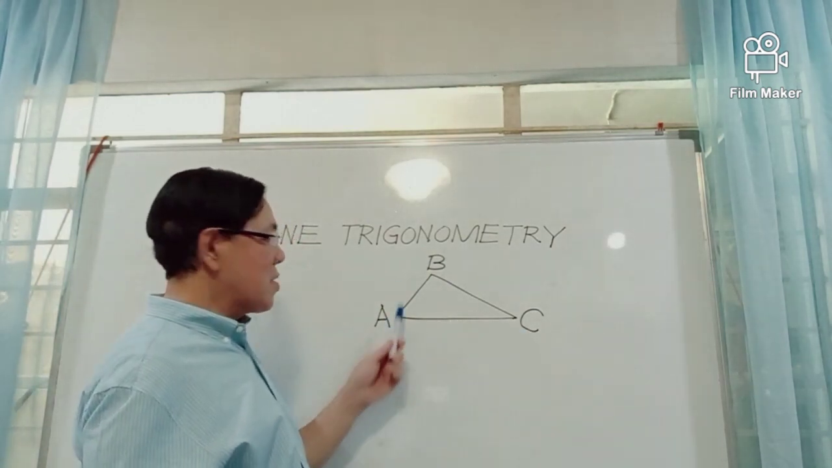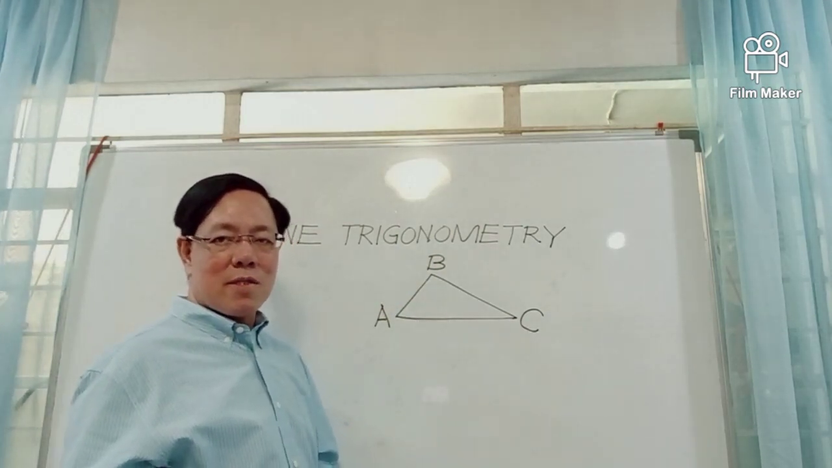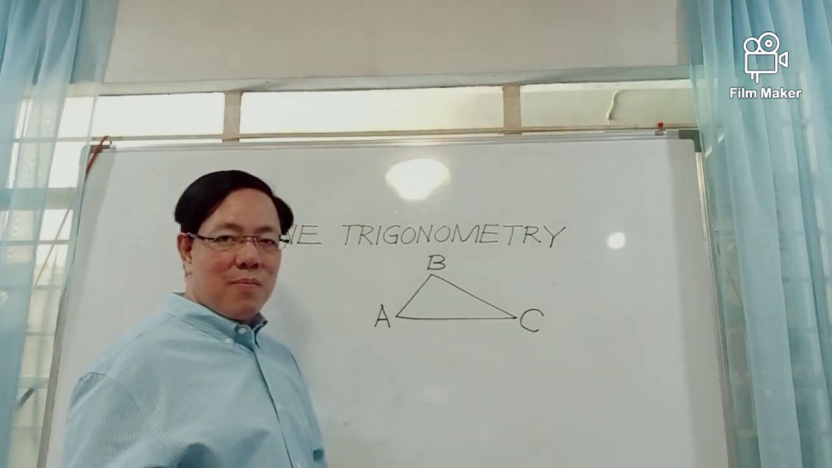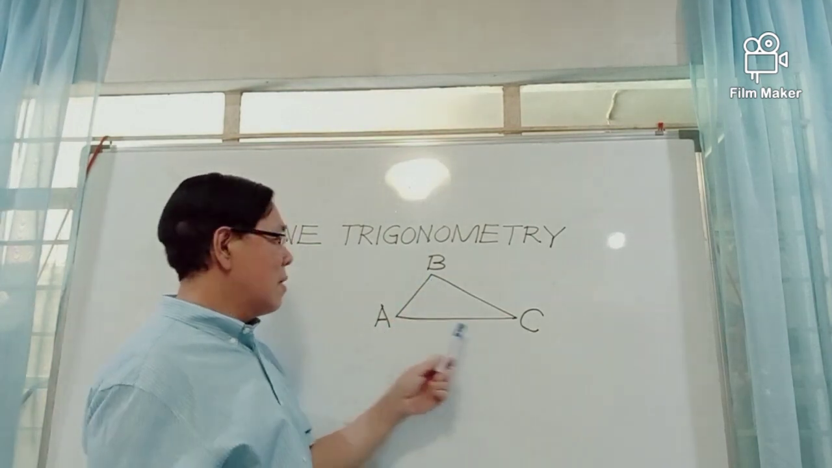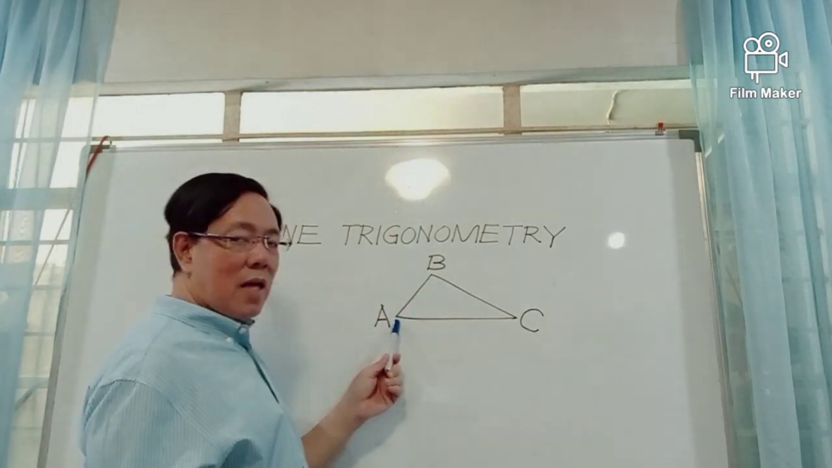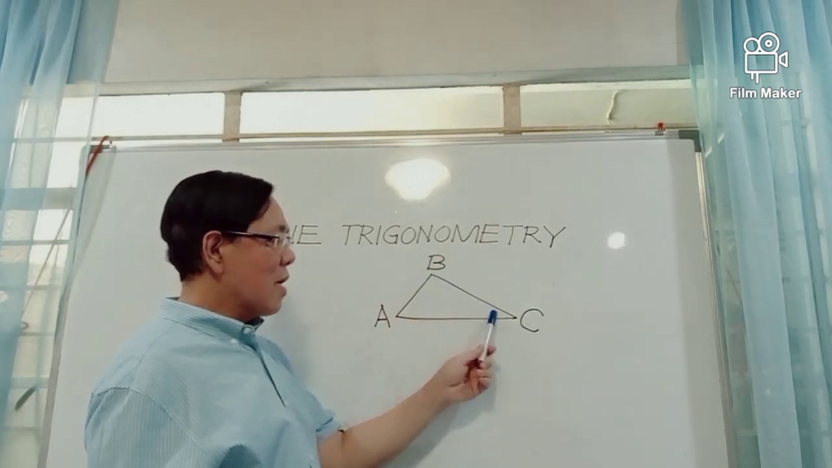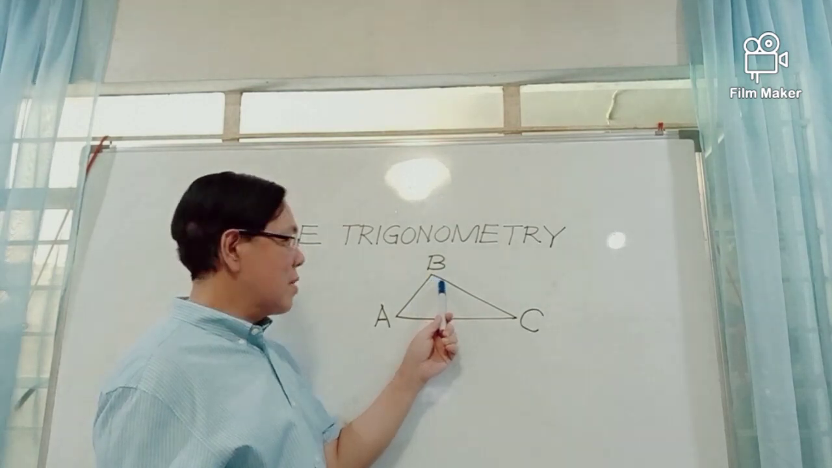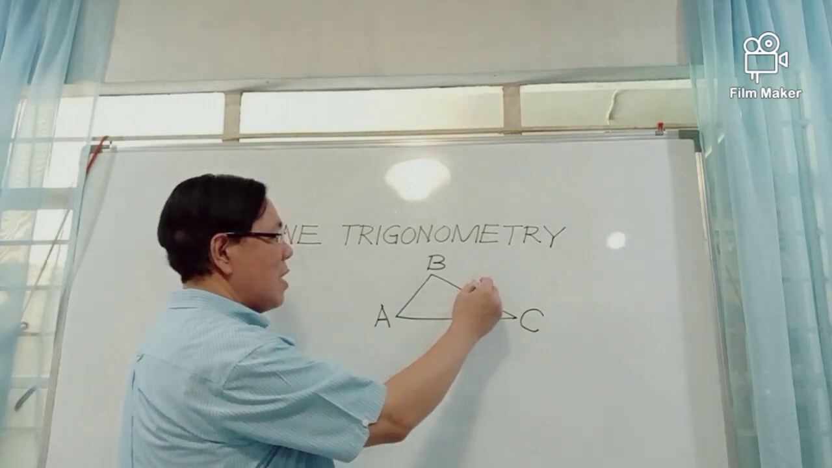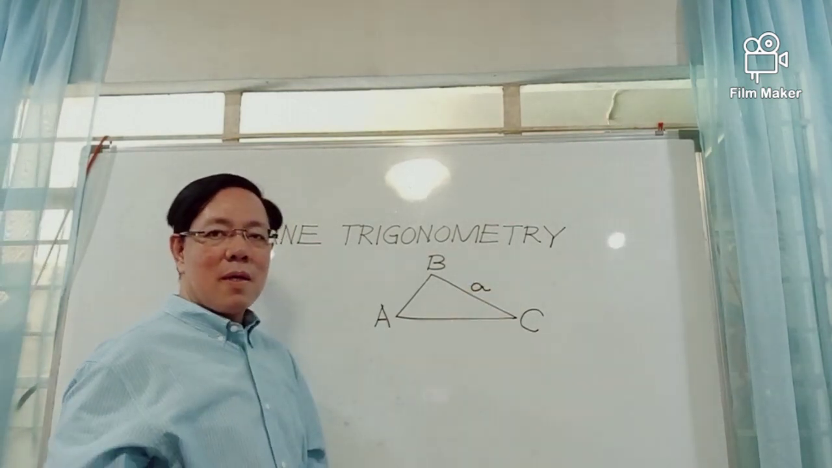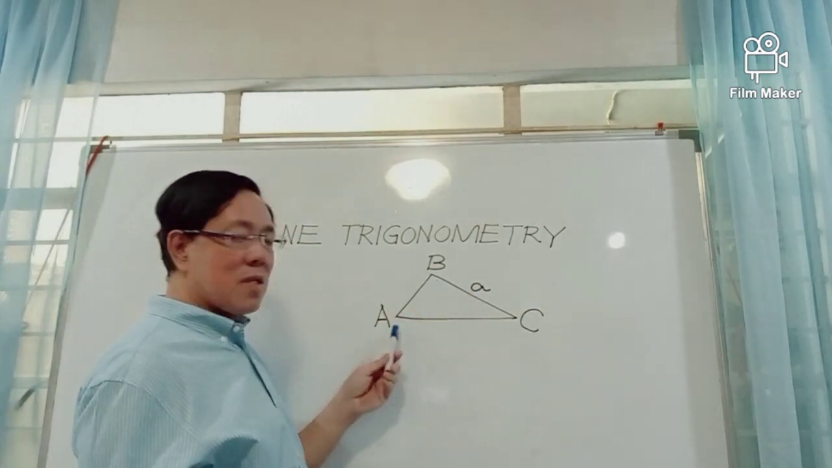For the sides opposite these 3 angles, I will use the small letters of the English alphabet to represent the sides opposite these 3 angles. For the side opposite angle A, which is the line segment through these vertices B and C, we represent that side by a small letter a. Small letter a is the side opposite angle A.